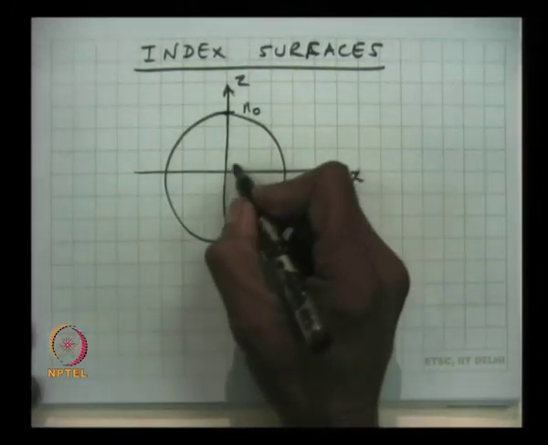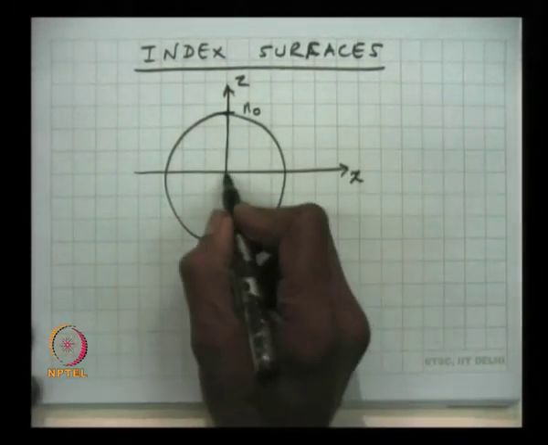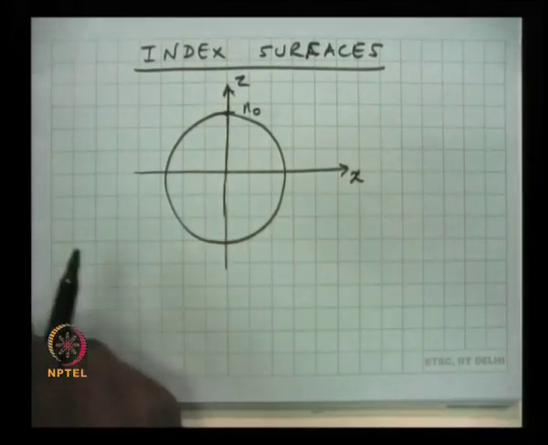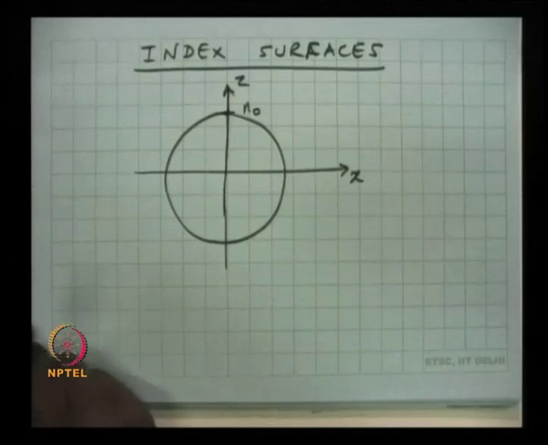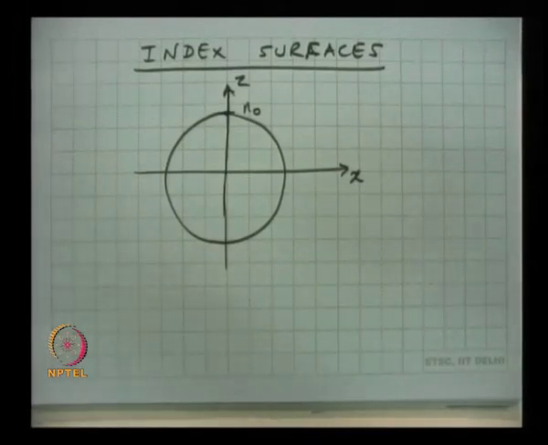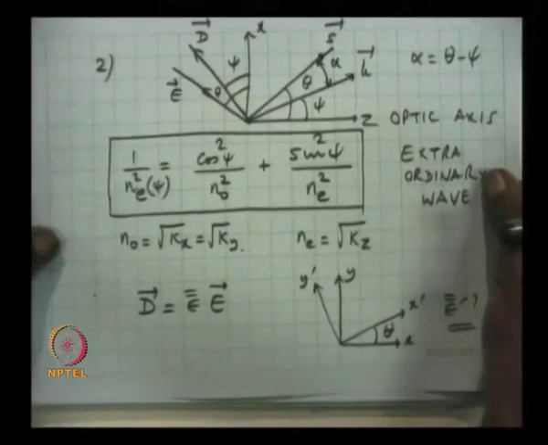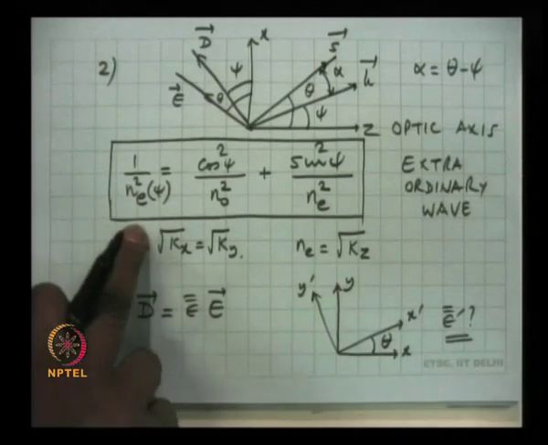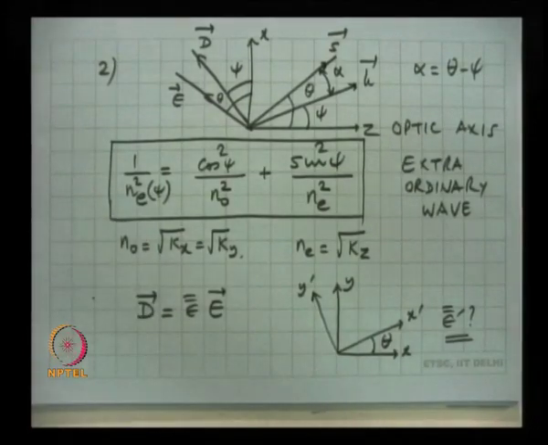All that means is if you propagate in different directions, the distance from the center to this curve is the refractive index seen by that wave. So, this is the ordinary index surface. I must plot another one for the extraordinary index surface. And remember, the extraordinary refractive index has a formula like this as a function of angle. What is this equation? It is the equation of an ellipse.